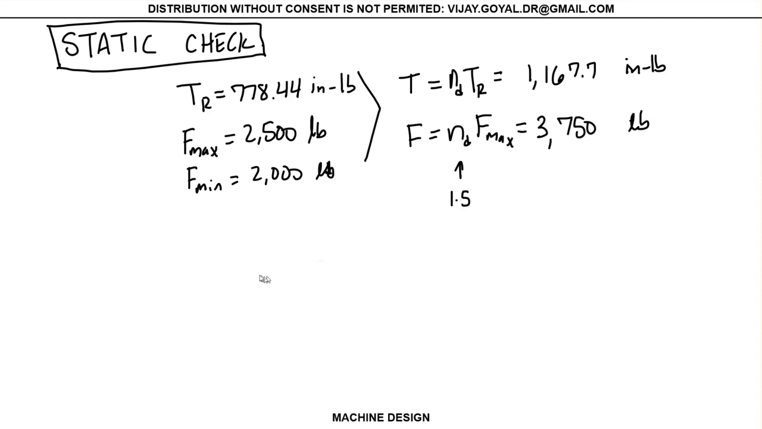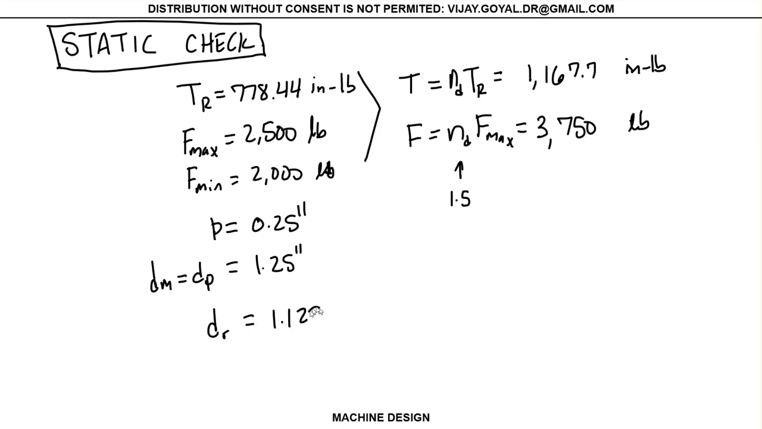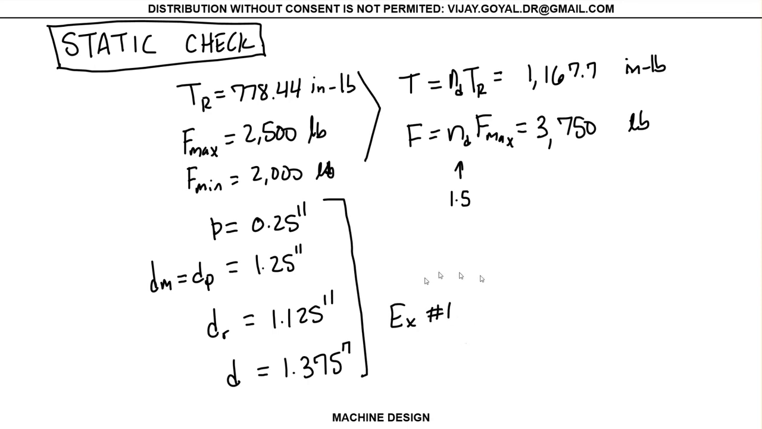The other thing I also need is all the geometry information. Your pitch is 0.25 inches. Your mean diameter, or your pitch diameter, is equal to 1.25 inches. Your root diameter is 1.125 inches. And your major diameter is 1.375. We got all this information from your example number 1. You may want to look at example 1 as a refresher.